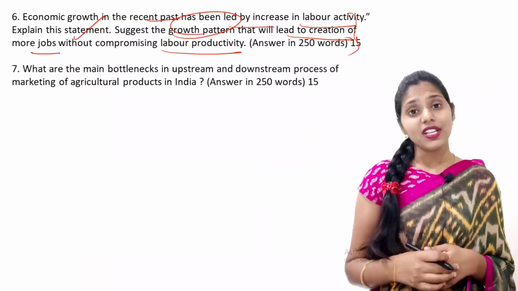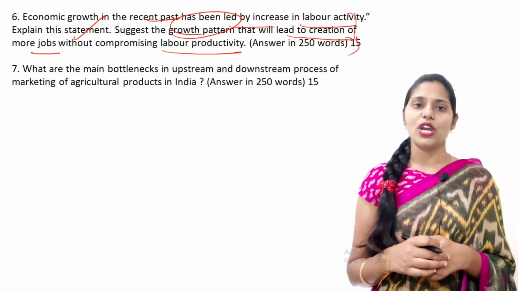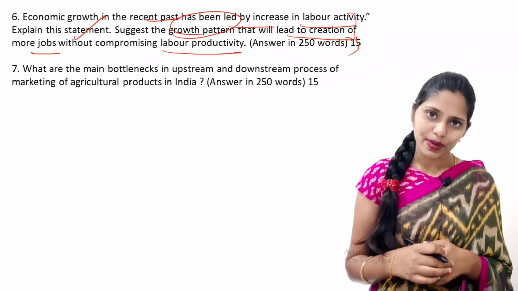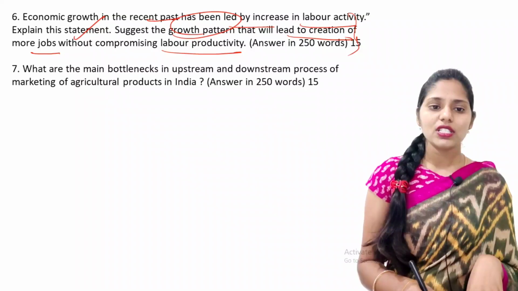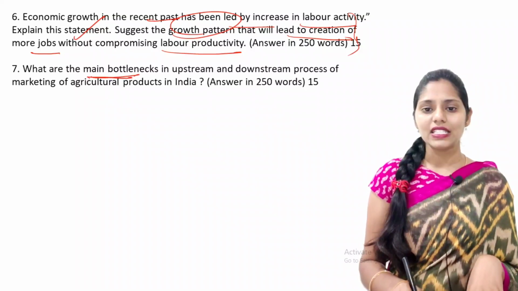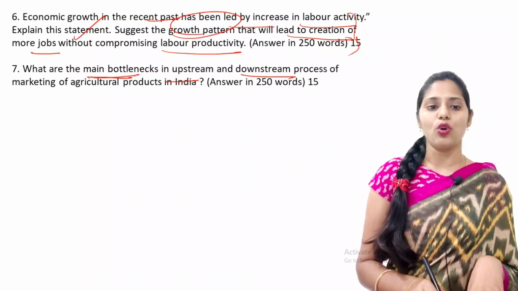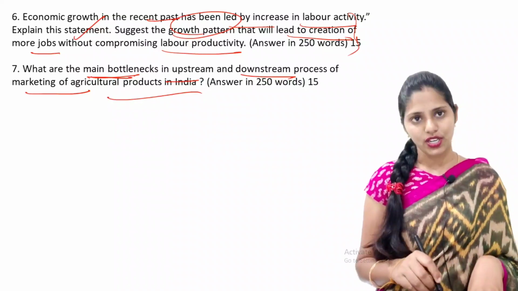And one more important challenge that we are facing is unemployment. You have to know about the data regarding unemployment in India, so you can write some way forward. And the next question is about what are the main bottlenecks in the upstream and downstream process of marketing of agriculture products.